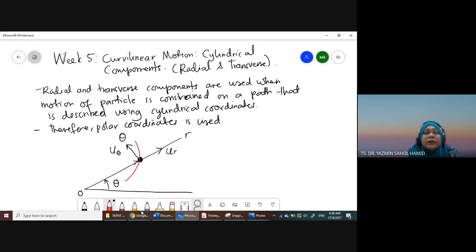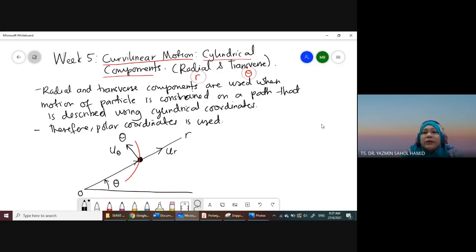So today we are still in week 5. In today's class we have to continue with the last topic of chapter 1, and next week we will do chapter 2, okay? For chapter 1, this is our last topic, which is still on curvilinear motion. But today we're going to do cylindrical components, which are radial, the symbol r, and transverse, the symbol theta. Okay, radial and transverse. So previously, let's recap what we have learned.